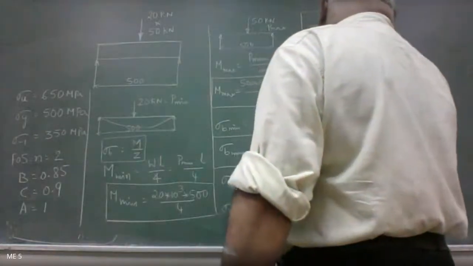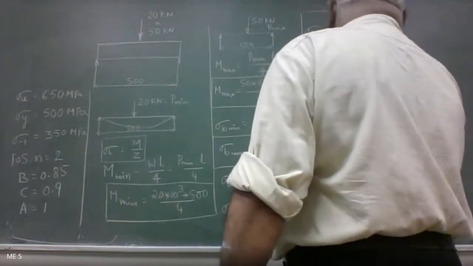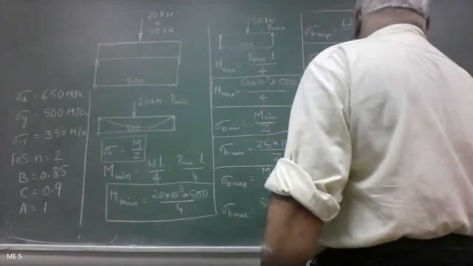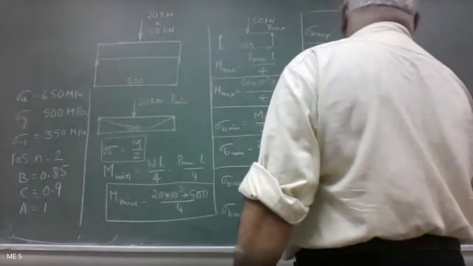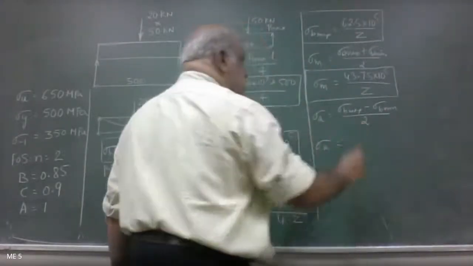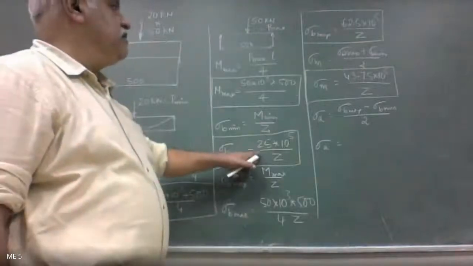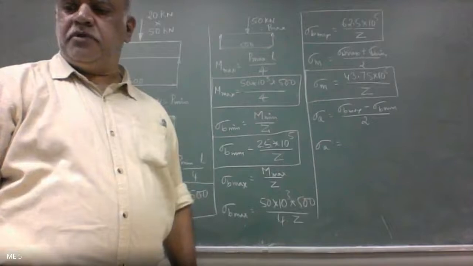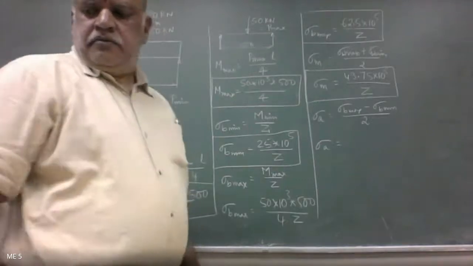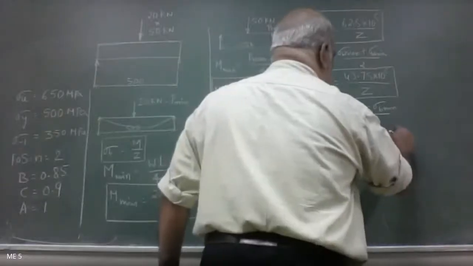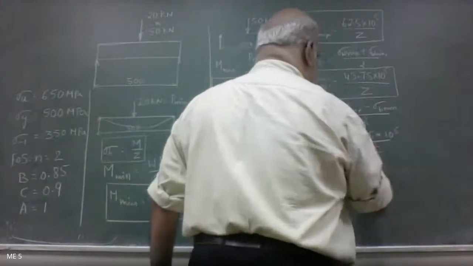Similarly, sigma amplitude is given by sigma B max minus sigma B minimum divided by 2. So therefore sigma amplitude is equal to 62.5 minus 25 divided by 2. Give me this value, sigma amplitude. It is 18.75, correct? 18.75 into 10 power 5 divided by Z.